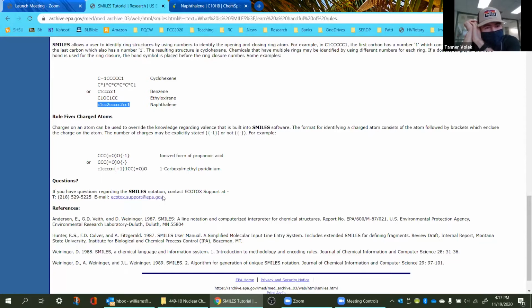Okay, so that's SMILES code. Is everybody kind of cool with that? Not that you know how to do it, but you know how to find it and search it and look it up. Any questions on that before we move on? No, sir. Okay, cool. All right, so then Hansen Solubility Parameters. This is where I got the software.